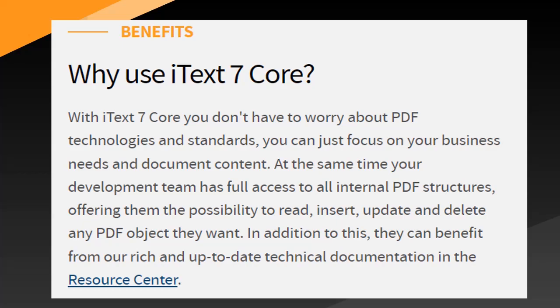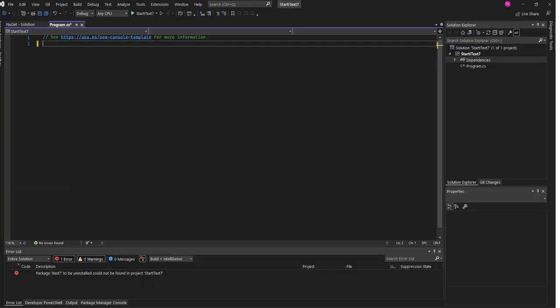Let's go. Okay, I've created my C# console project. I'm actually using .NET 6, the latest version of .NET just released. So right now, to use the IText 7 library, I have to download a package. So I have to head to my tools to download the IText 7 library.